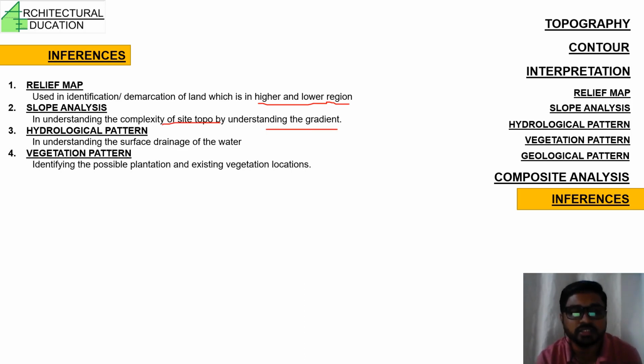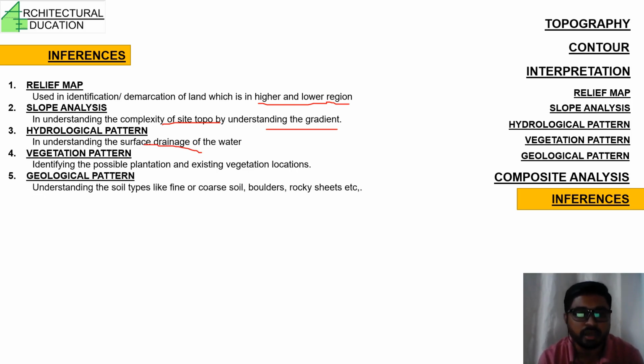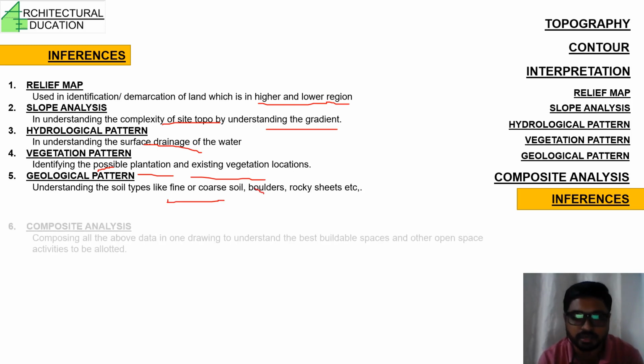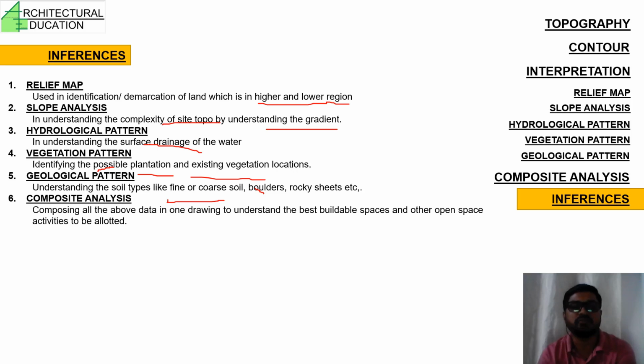Hydrological pattern, surface drainage. What did we do? Ridges, valleys, knolls and depressions. And next one is vegetation pattern. In vegetation pattern we have seen the plantation possible and the one which is existing over there. And finally geological pattern, where we have seen fine and coarse boulders, rocky outcrop, rocky sheets, etc. So combining all these things, what did we find? We have found buildable spaces and open spaces which can be used for any kind of activity.